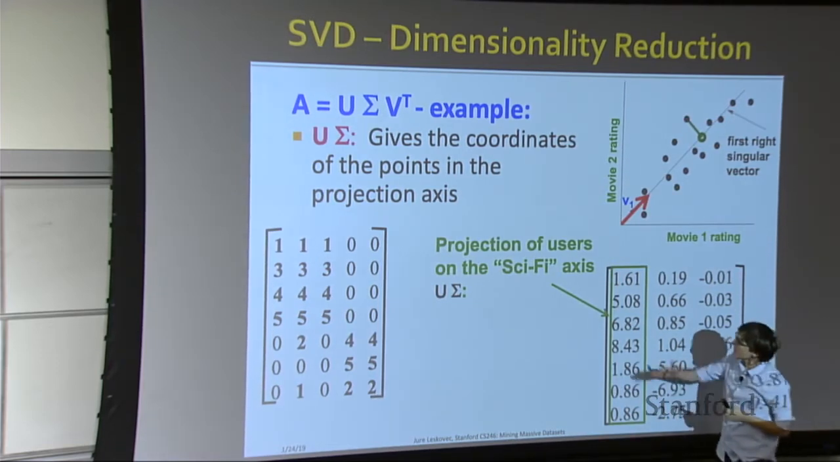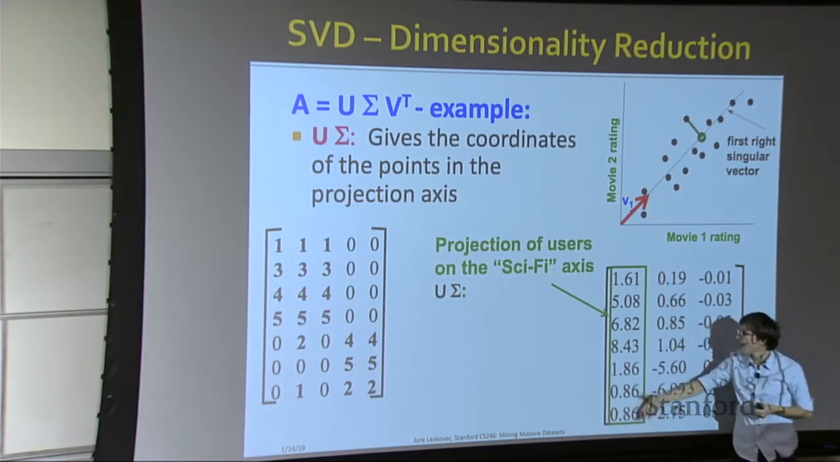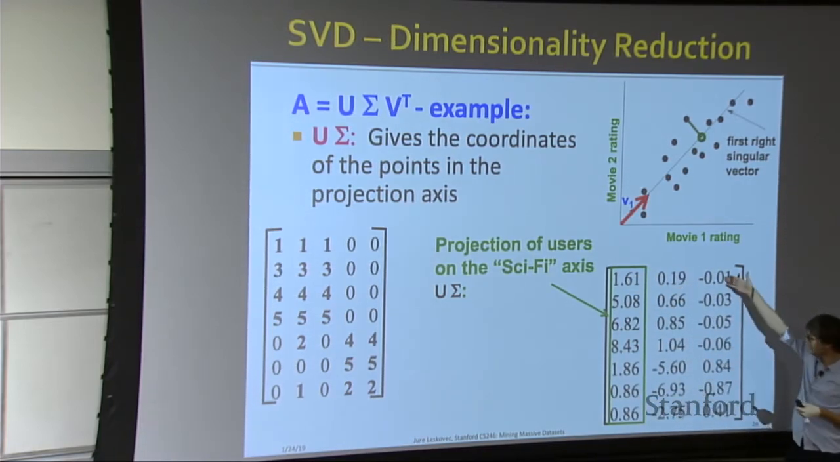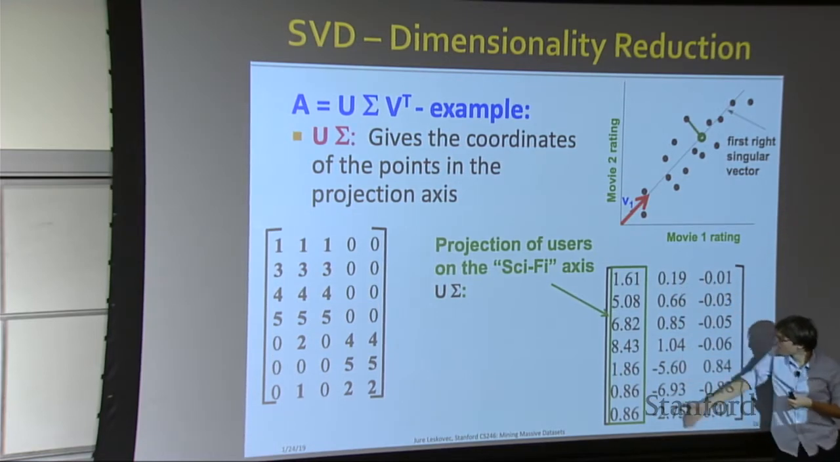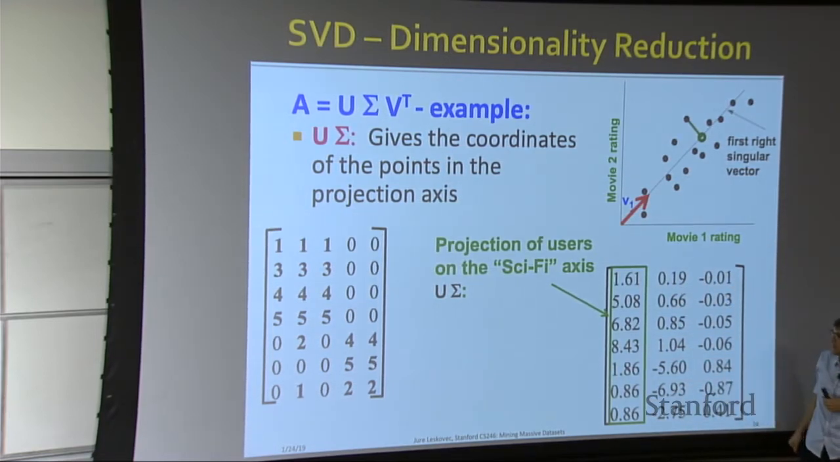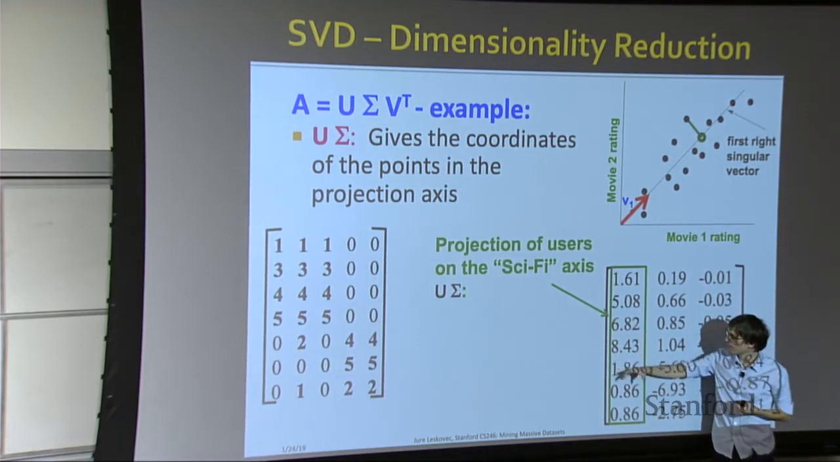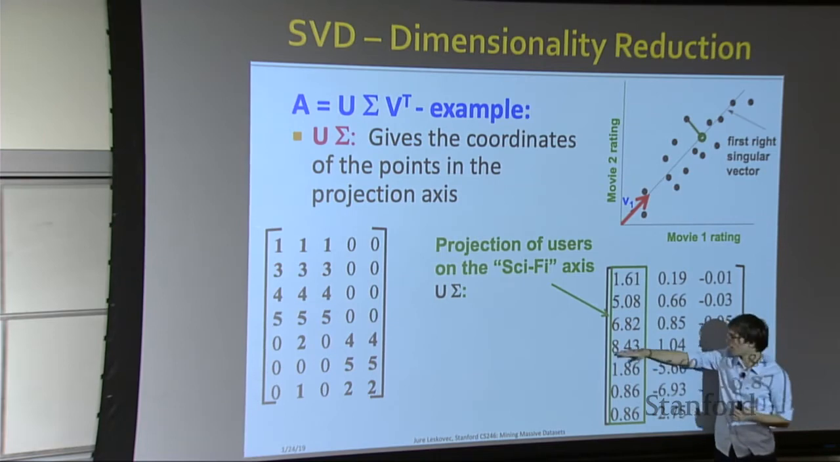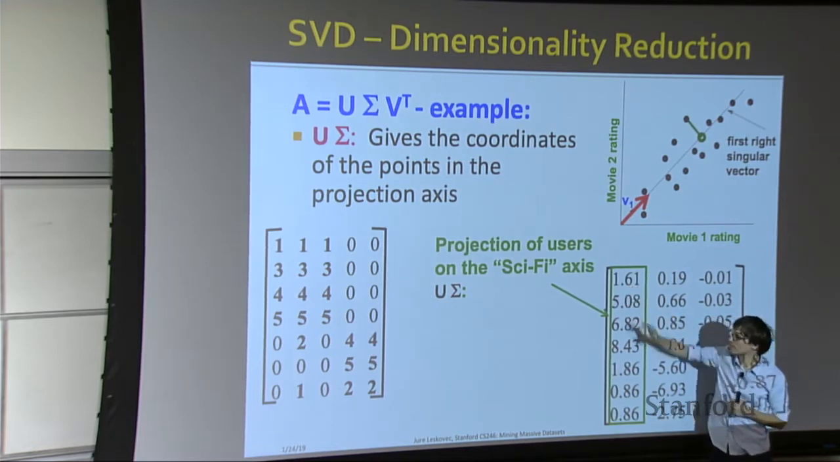And what this means is that this is now the projection of users on the sci-fi axis, on the romance axis, and on the third axis, right? So this is the sci-fi concept, the romance concept, and whatever else this is. And you see that, for example, user number 4 is the farthest along this concept, while this first one is not too far from the origin.